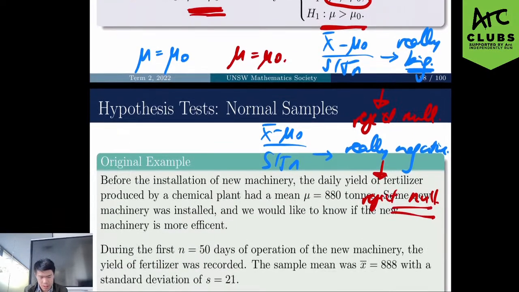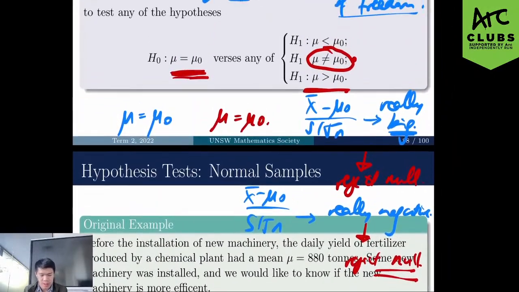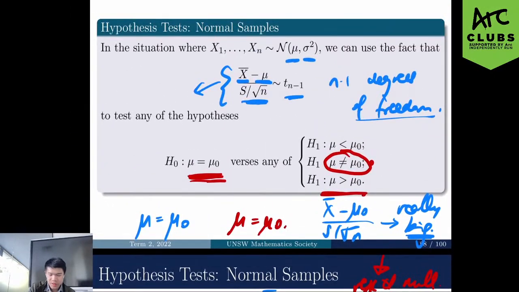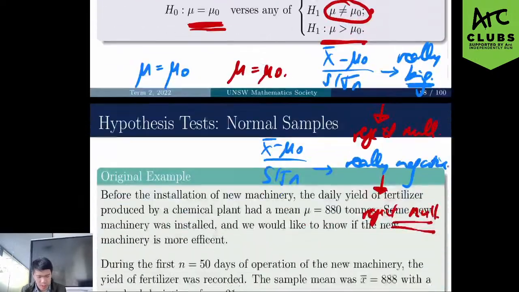So our hypothesis test in this case is actually using this test statistic and then using the probability of the t-distribution to actually calculate your p-value. So it will make more sense when we actually do it. So let's do this example.